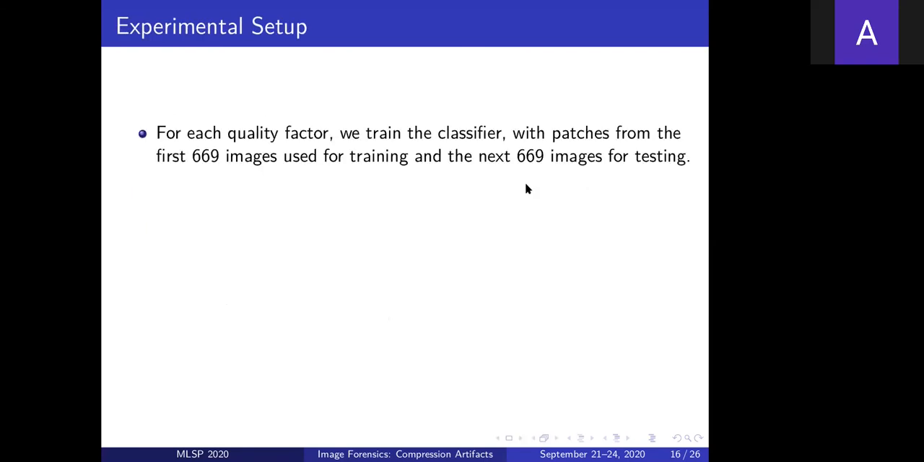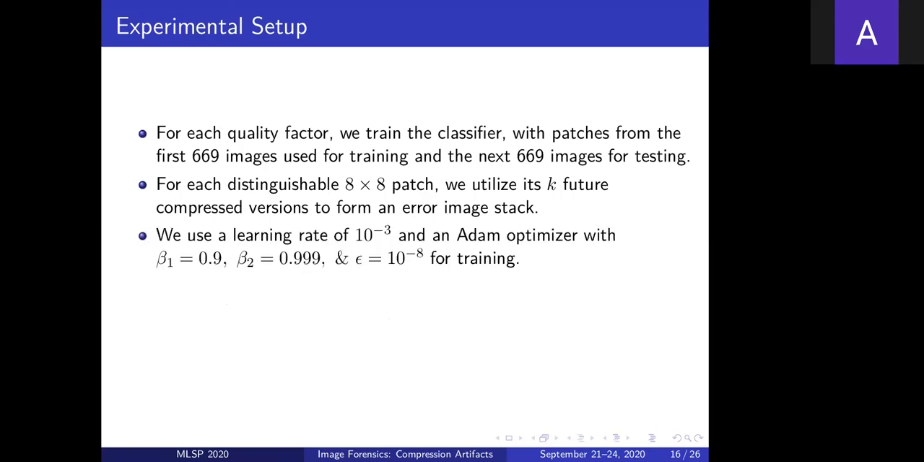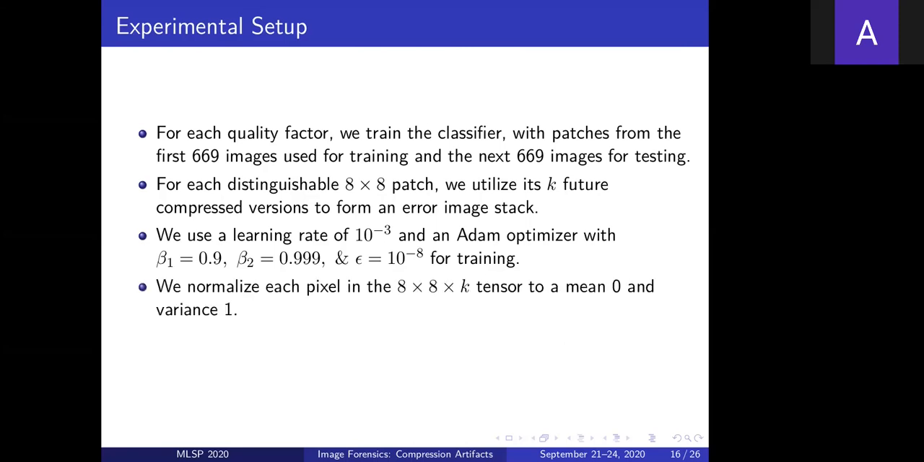For each quality factor, we select the first 669 images for training and the rest for testing. And for each 8x8 error image block, we extract its future K compressed versions to form an error image stack. We use Adam Optimizer with standard parameters for training. Each element in the error image stack is normalized across the dataset to have a mean 0 and a variance 1. We choose K equal to 3 for our experiments.